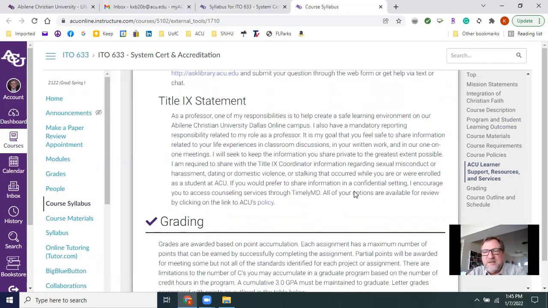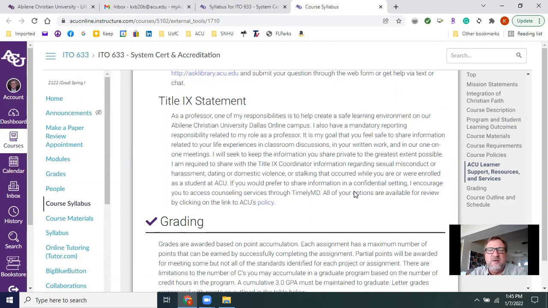Title IX statement. As a professor, one of my responsibilities is to help create a safe learning environment on our ACU Dallas Online campus. I also have a mandatory reporting responsibility related to my role as professor. It is my goal that you feel safe to share information related to your life experiences in the class discussions, your written work, and your one-on-one meetings. I will seek to keep the information you share private to the greatest extent possible.